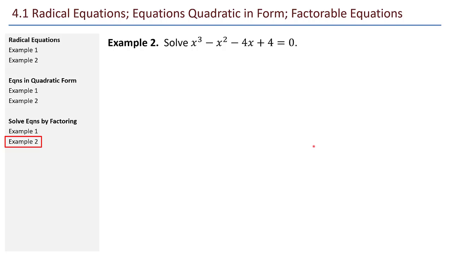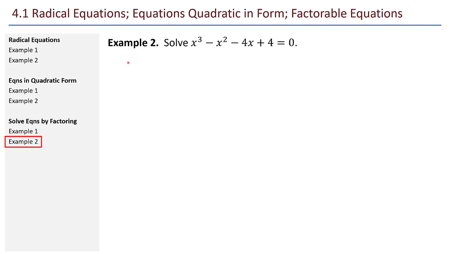Solve x cubed minus x squared minus 4x plus 4 equals 0. Well, in the previous problem, there were some common factors I could pull out. I don't see any common factors among these four terms. So, any thoughts on what I could do? Yes, it's our old friend, factor by grouping. Let's see what happens here.